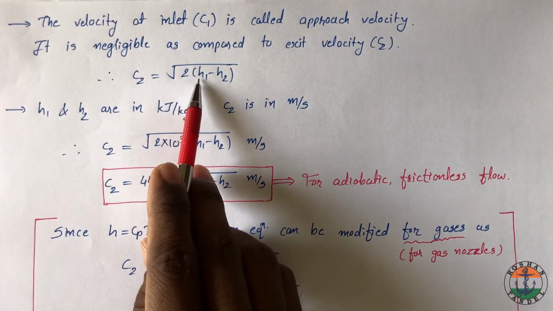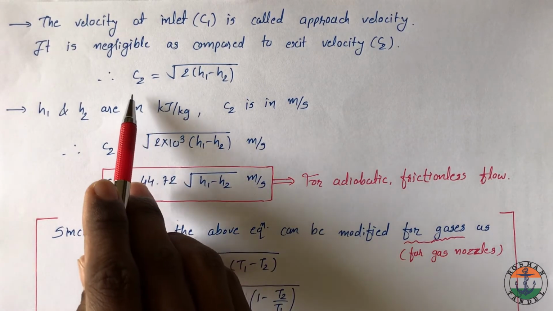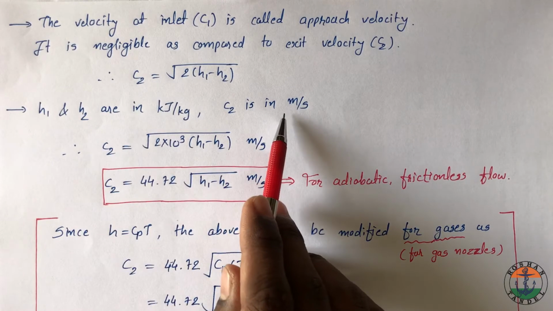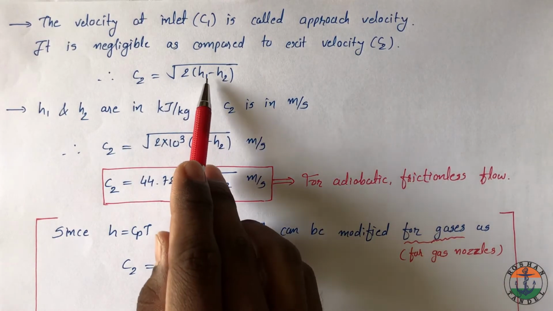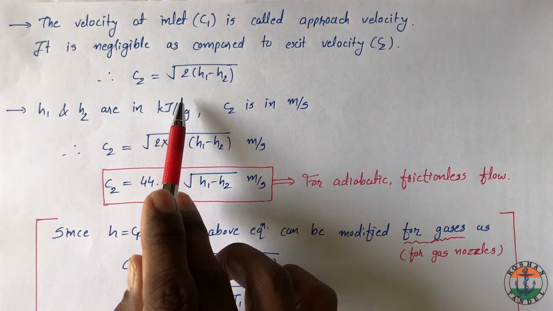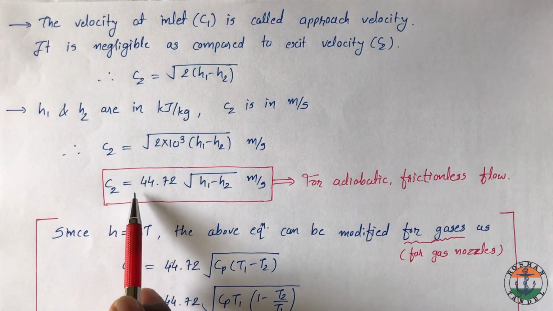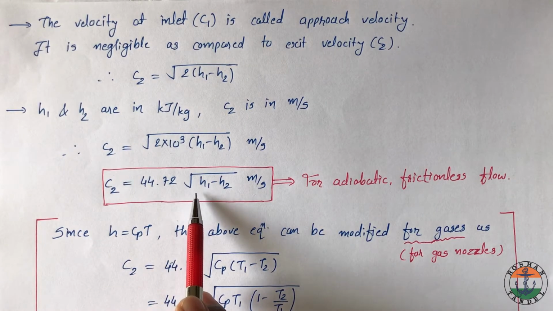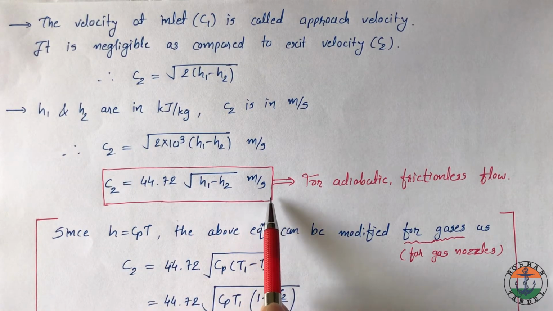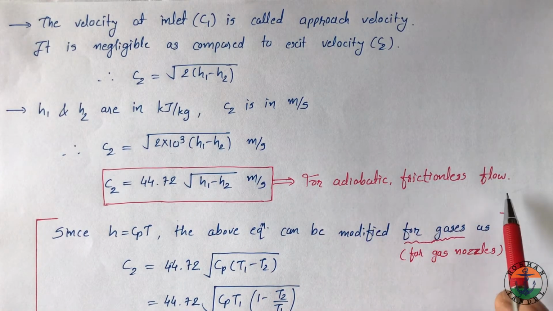Here, enthalpies H1 and H2 are in kilojoule per kg, where we have to find C2 in meter per second. So, convert this kilojoule per kg into joule per kg by multiplying with 1000. So, C2 will be 44.72 square root H1 minus H2 meter per second. This is valid for adiabatic frictionless flow.